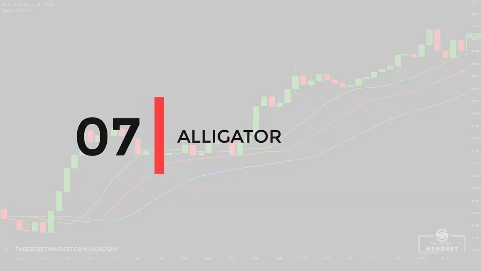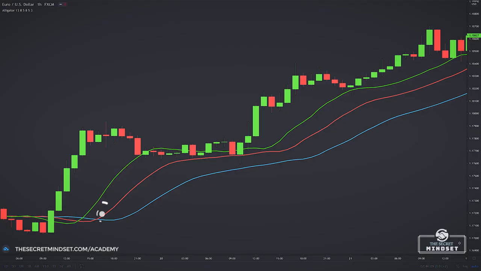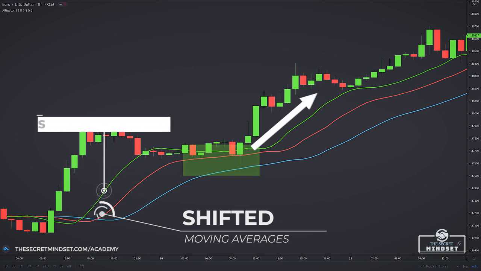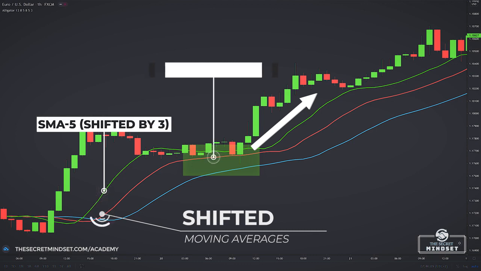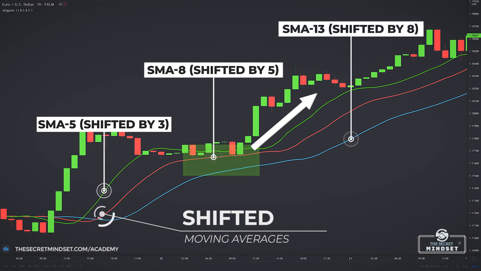Number 7. The Alligator. What makes the Alligator unique is the ability to shift its moving averages into the future, which adds another dimension to the dynamic support and resistance concept. The components of the indicator are a 5-period moving average that is shifted 3 periods into the future, an 8-period moving average that is shifted into the future by 5 periods, and a 13-period simple moving average that is shifted into the future by 8 periods.